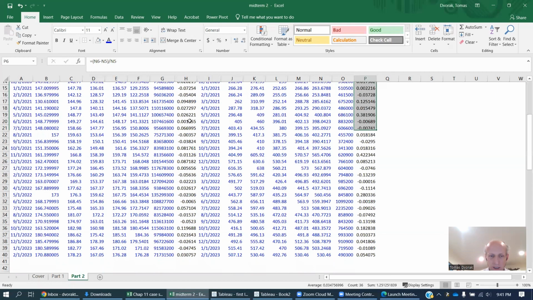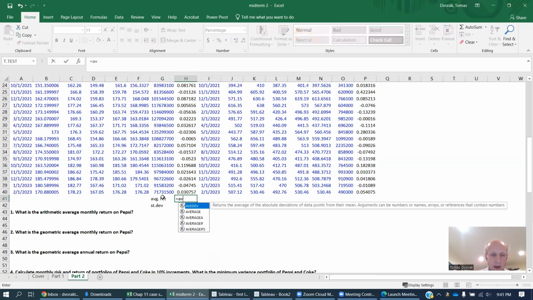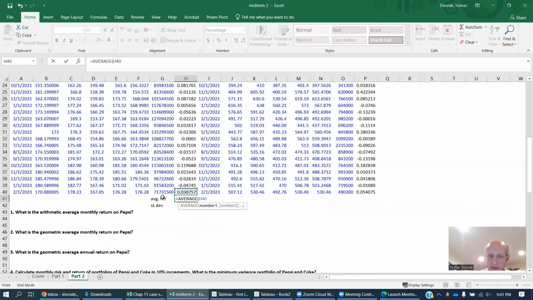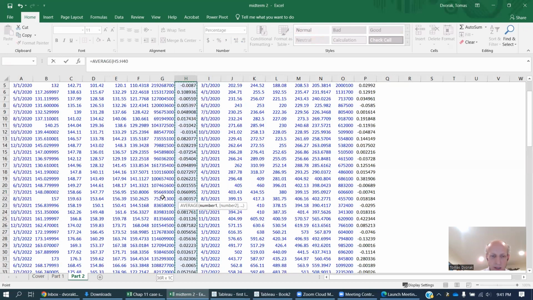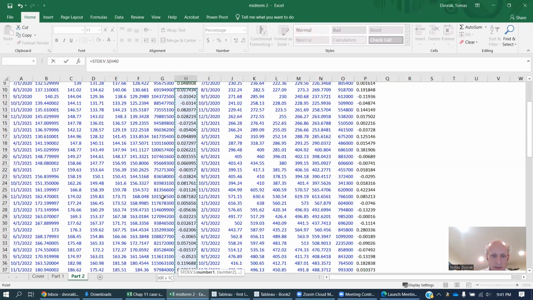Control D. Let's calculate the average return. So let's do average return. And I think it looks like we're also going to need standard deviation because we're going to be calculating some portfolio risk and return. So let's do average of this whole series. So end arrow up. That's this. I'm going to do standard deviation. I'm going to use the S formula. And again, it's going to be this series.